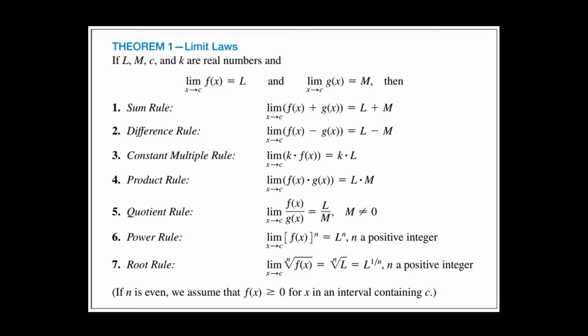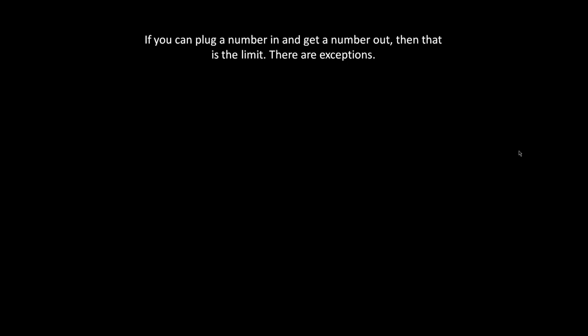And what we're going to be doing going forward really is that if we can plug a number in and get a number out, then that is our limit. And there are exceptions to this, which we will talk about in some further lectures. But for now, and for the homework problems that we're going to be doing, when you're doing a limit, if you can plug your number in and get a number out, then that's your answer.